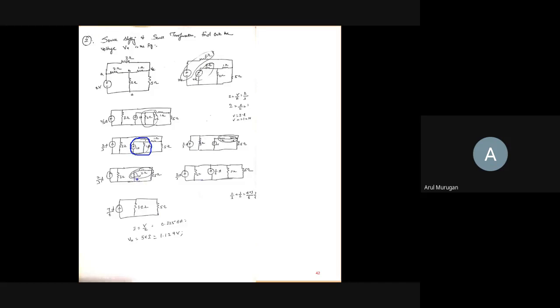So this resistance is coming in series. So 1 ohm is coming in series. 1 plus 1, what is the value? 2. So 2 ohm. See that.